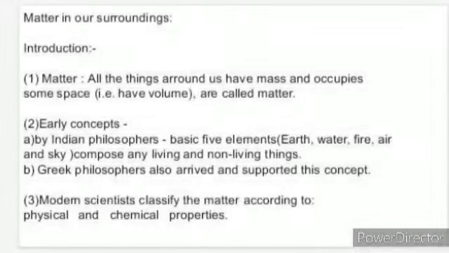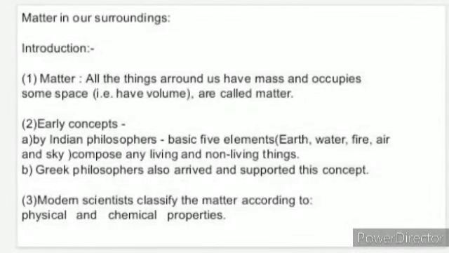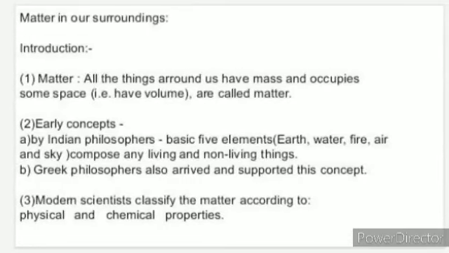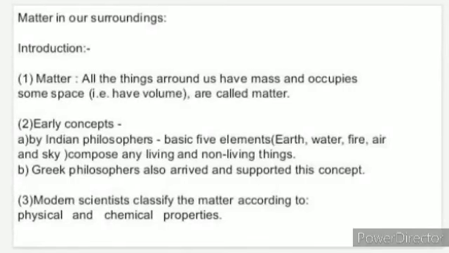So, introduction. First, we will discuss the definition of matter. All the things around us that have mass and occupy some space, that is, have volume, are called matter.